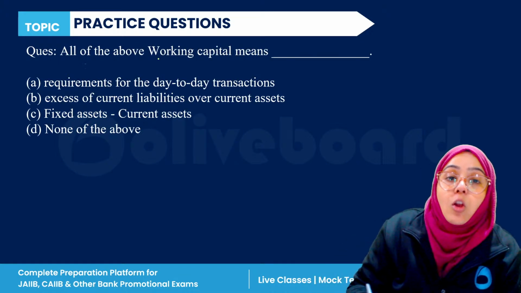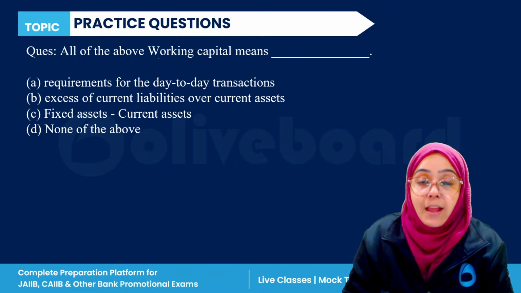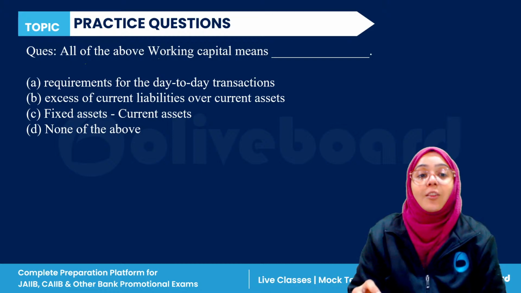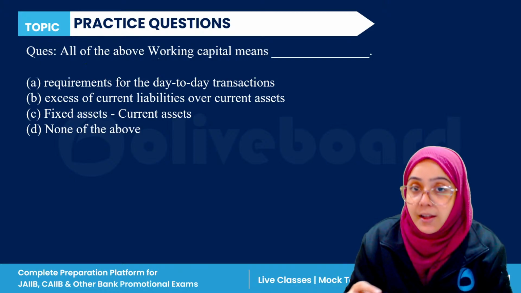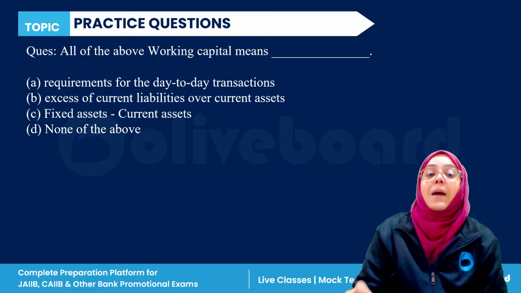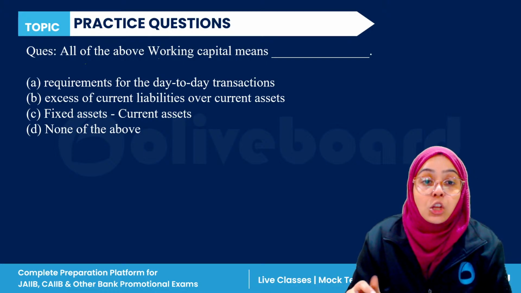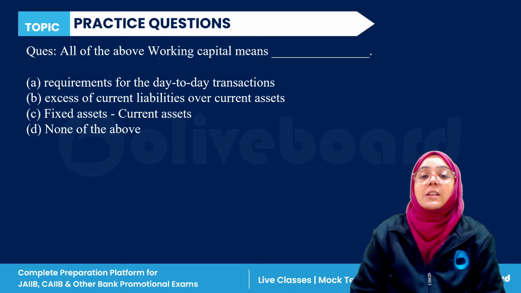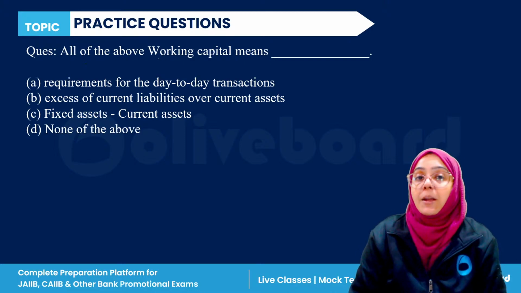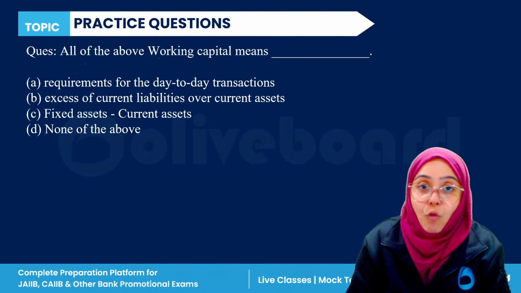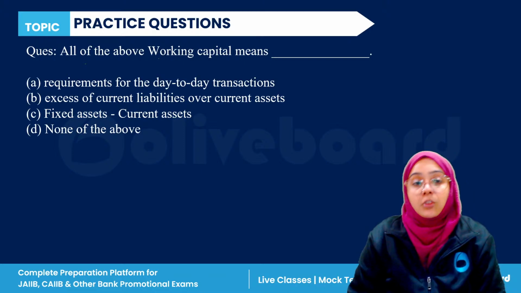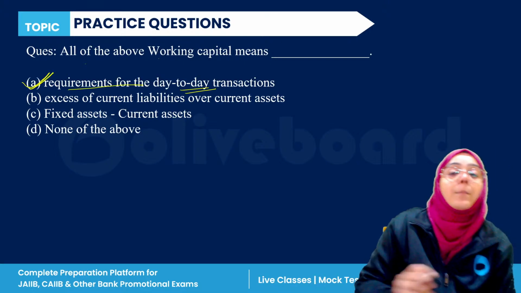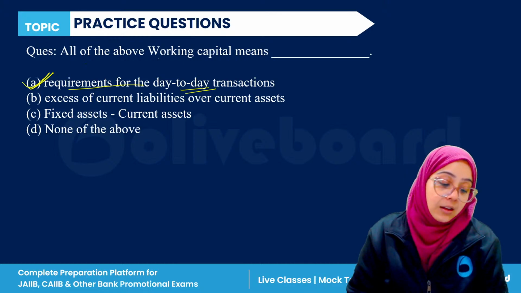Next question. What is working capital? Is it the requirement for day-to-day transactions, excess of current assets over current liability, current liability over current assets, fixed assets minus current assets, or none of the above? You have to tell what actually is working capital. Working capital is the capital utilized for day-to-day business transactions. So obviously A is the correct answer, the requirement for day-to-day business transactions.